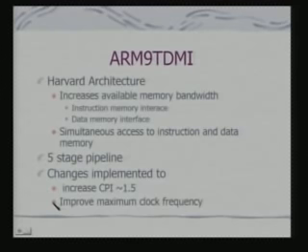Next we look at ARM9, which is an enhancement over ARM7. Now ARM7 was a von Neumann architecture, this is Harvard architecture. Obviously the Harvard architecture ensures increased data transfer rate, because you have got a separate instruction memory interface and a separate data memory interface. So obviously the memory bandwidth is more. It implements not a 3-stage but a 5-stage pipeline, and these changes were implemented to achieve a CPI of the order of 1.5 and to improve the maximum clock frequency.